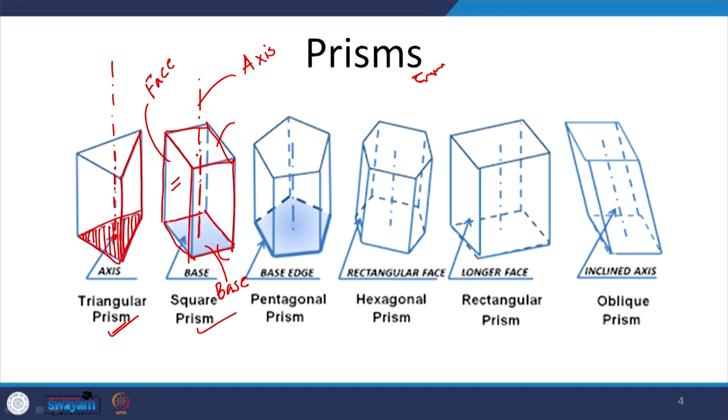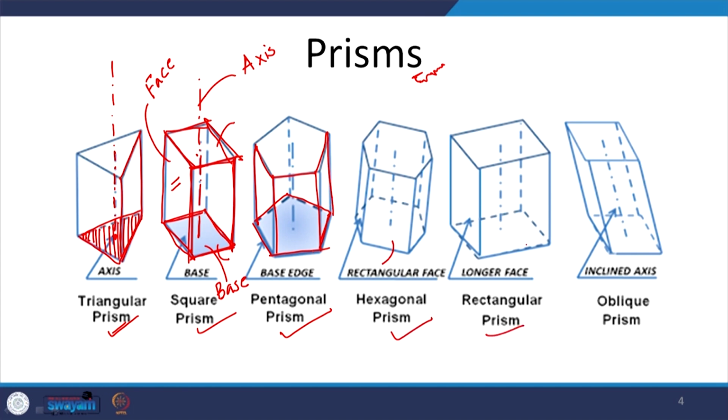Square prism, which has a square as a base, and then each of its faces is again rectangular and goes and meets another square in the top. A pentagonal prism will have a pentagonal base and then the faces which are rectangular only. So, we again have rectangular faces. Hexagonal prism, the base changes to hexagon.